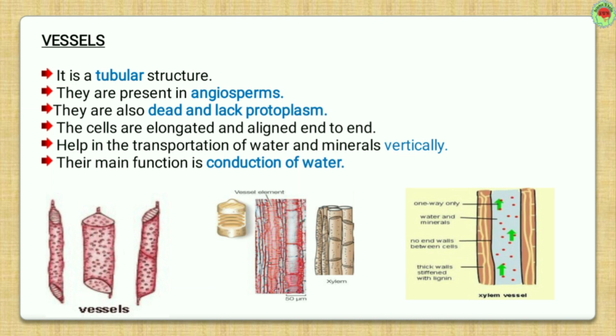Now here you can see in the first image, this is the picture of vessels. These lines are perforated plates through which they connect. In the second picture you can see the vessel elements having lines. So this is the perforation plate through which water and minerals conduct. Vessels help in the transportation of water and minerals vertically. Their main function is the same, that is conduction of water. So this is about vessels.